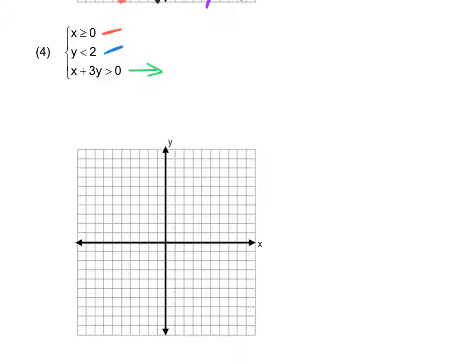Now this one we do have to address a little bit. I'm going to subtract the x. So we'll have 3y is greater than negative x. And then I'll divide both sides by 3. So we get y greater than or equal to negative 1/3 x. All right, so x greater than or equal to 0. What am I drawing there? Vertical line where? Y-axis.